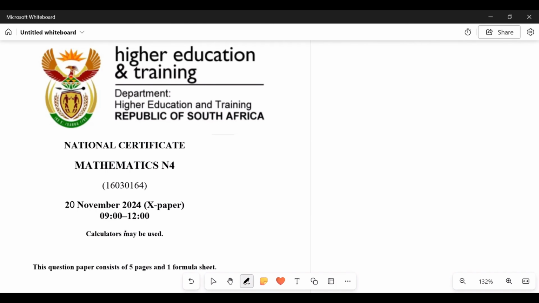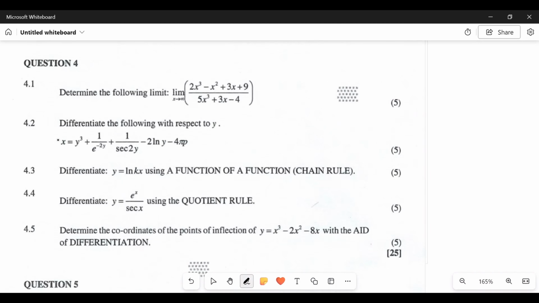Alright guys, let's look at question 4 and let's see if we are able to solve the problems. Right, so here's our question 4. Question 4 consists of 5 questions: 4.1, 4.2, 4.3, 4.4 and 4.5. We're going to start with question 4.1, which is this one here. We're going to copy this question, paste it where there is space and solve it. So let's copy the question.